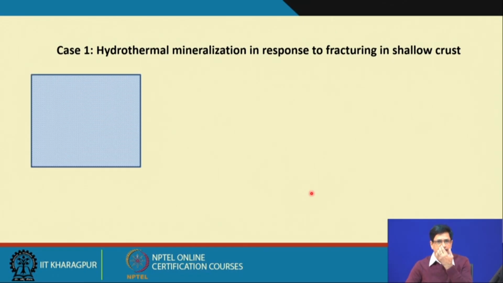If we look at the case 1, where the hydrothermal mineralization is in response to fracturing in a shallow crust. Let us take for example this is a mass of rock which is porous, and there are pore spaces inside this rock which is filled up by water, and take any arbitrary depth variation within from surface to any deeper part of the earth within the rock layers.